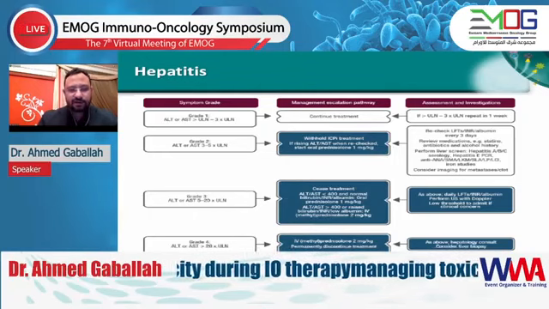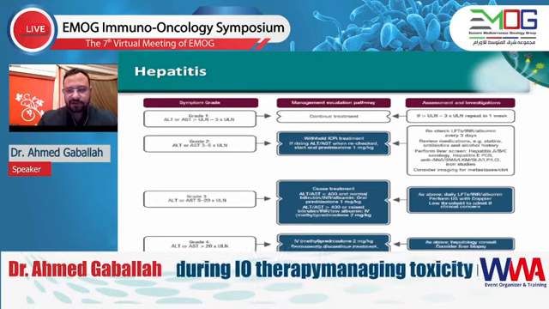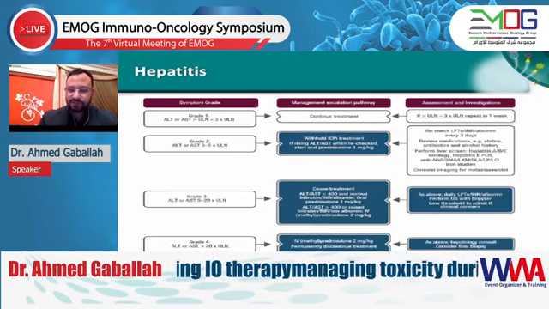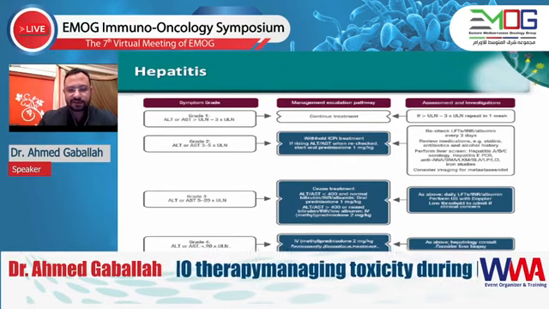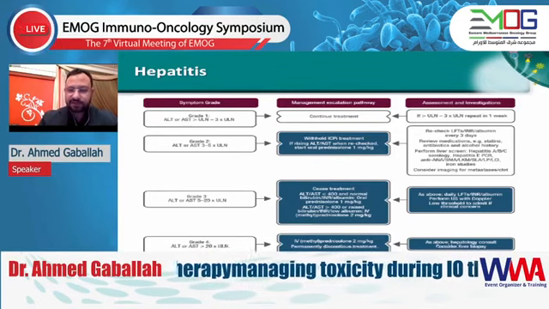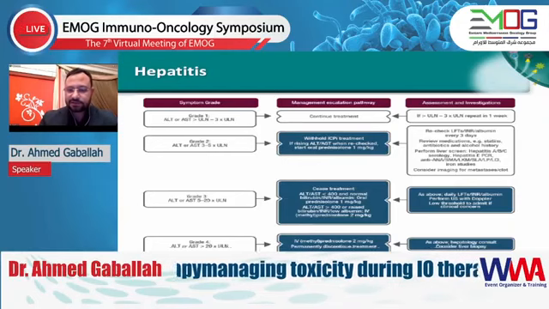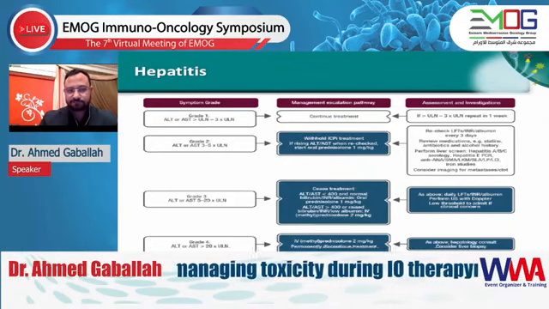If we have grade 4, the immunotherapy is never to be reconsidered again. Grade 4 means that we have liver enzymes more than 20 folds, and at this point the patient should be hospitalized, and we start IV methylprednisolone at a dose of 2 milligram per kg.